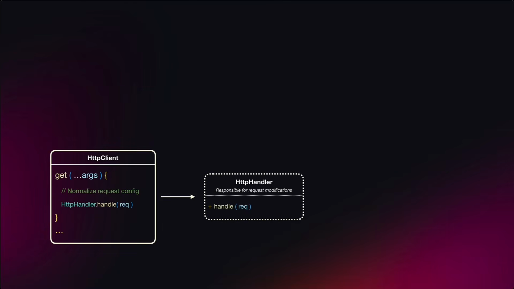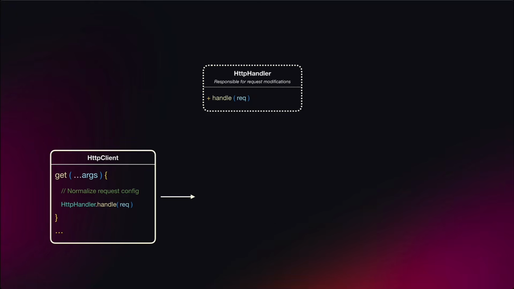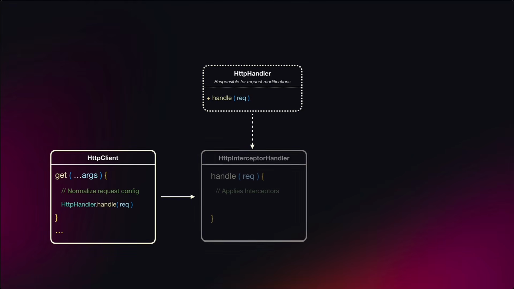HTTP handler is actually an abstraction that might have multiple implementations, where each implementation must have a method called handle. Theoretically, there might be multiple implementations of it. However, as of now, there is only one implementation represented by the HTTP interceptor handler class. As you might have understood from its name, this handler is responsible for applying interceptors to the request.